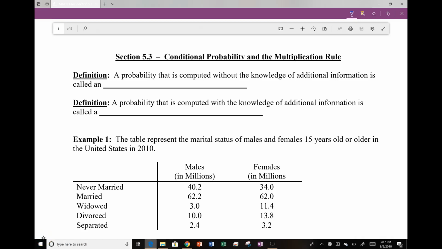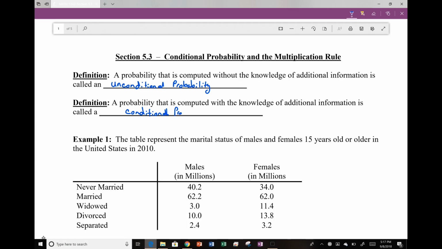In this video, we're going to begin discussing conditional probability. What we have been discussing so far is probability that is computed without knowledge of additional information, which is also known as unconditional probability, meaning we know nothing about it, so there's no conditions already placed on it, and everything has the original probability of happening. Well, a probability that is computed with the knowledge of additional information, so we know something else about it, is called conditional probability.